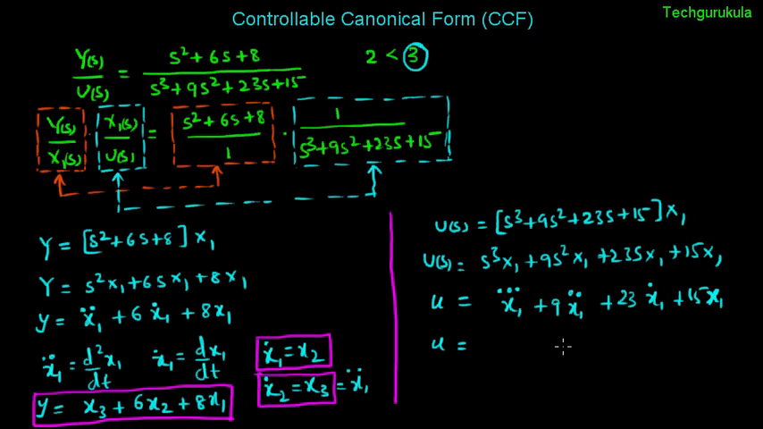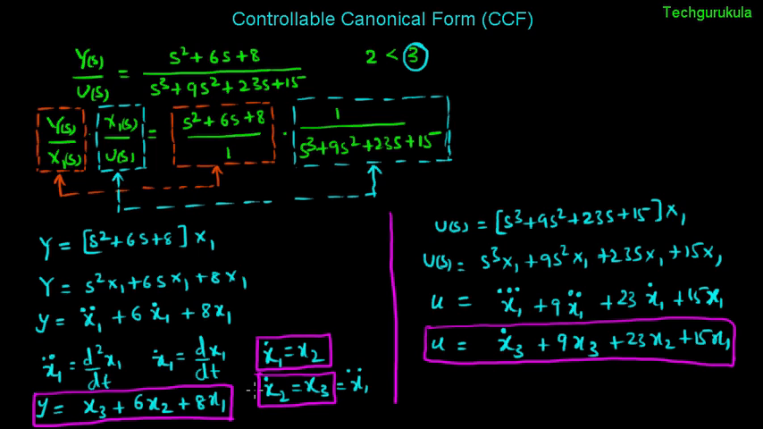Now we can rewrite this expression as 9 times x3, because we know x1 double dot we defined here as x3, plus 23 x2 plus 15 x1. Now we have here x1 triple dot. We don't have to define the x4 variable because the order of the system is 3. So we need to write this as x3 dot. So this becomes our final expression.